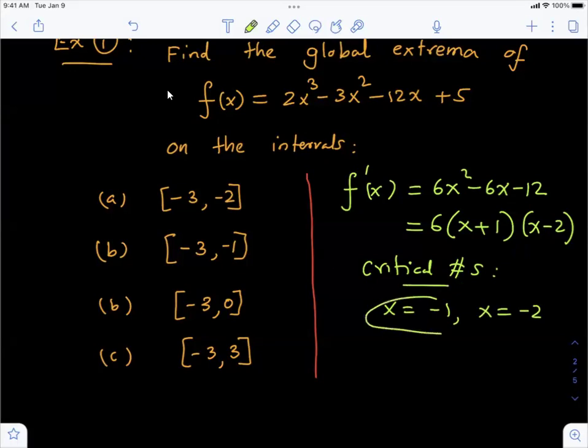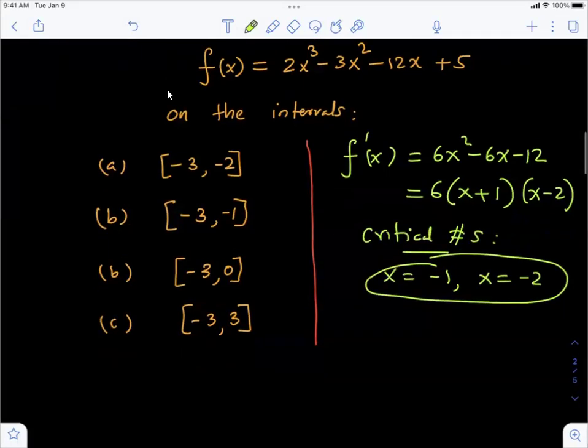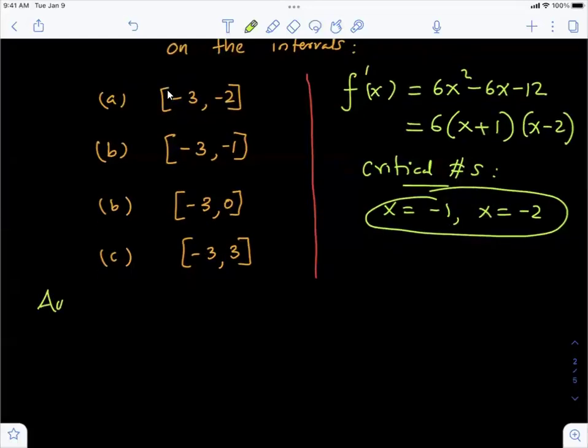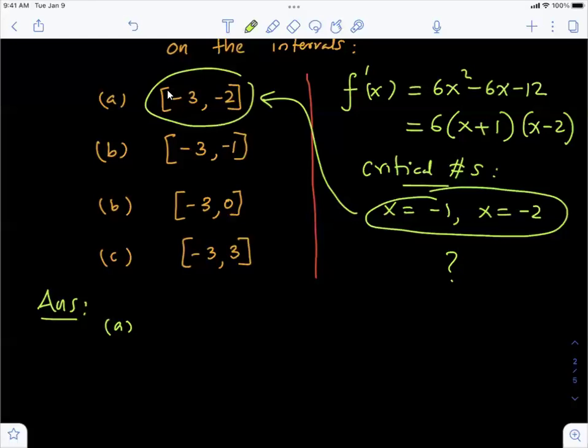Now, look at these numbers. You have two critical numbers, and in each case, the function has its own domain. When you work with part A, this is the domain of the function. So now let's consider this part A. To consider the answer for part A, when you consider this interval and compare these two critical numbers, are these critical numbers living in this interval?